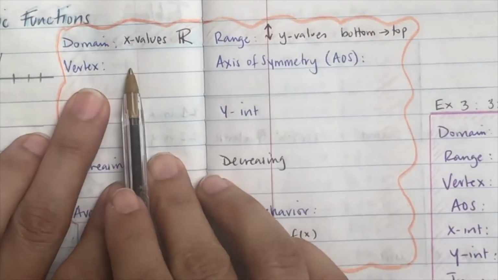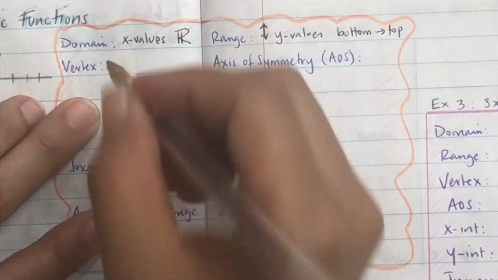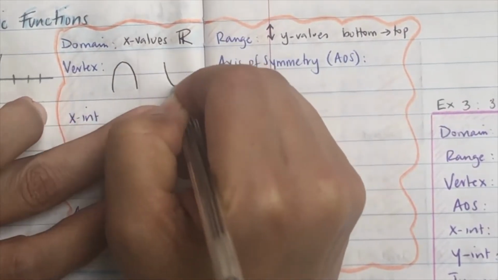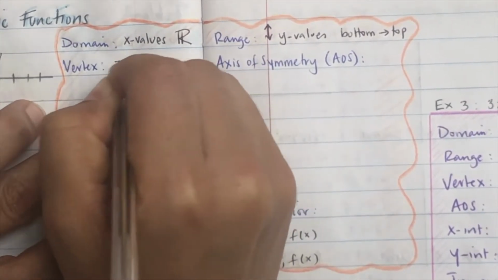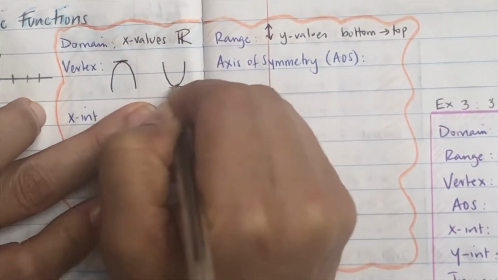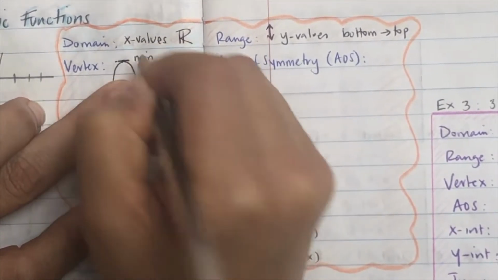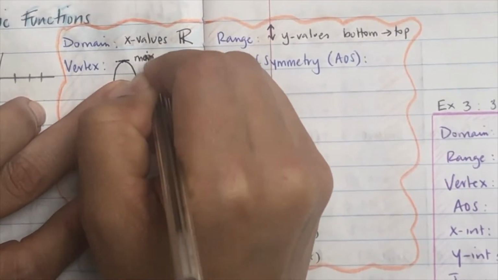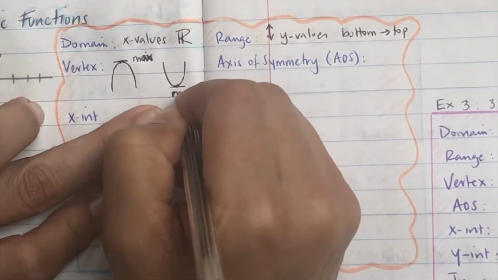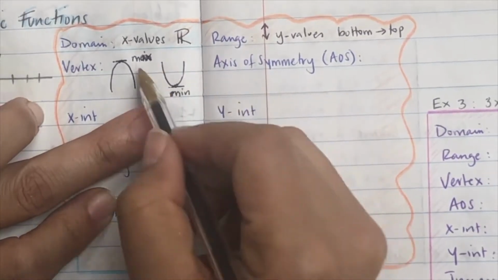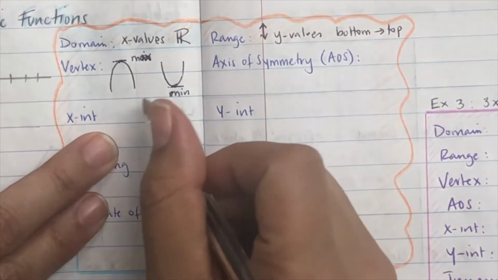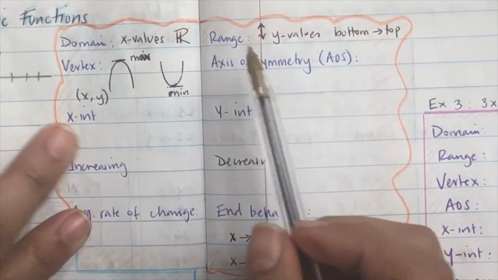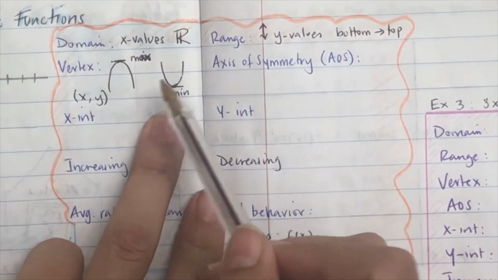All right, your vertex, we've covered this before. Your vertex is talking about whether on an N or a U, this point right here. Your vertex is asking you for your maximum or your minimum. That's what vertex means. And you need to have your vertex in terms of x and then y. We've covered that in a previous video as well.